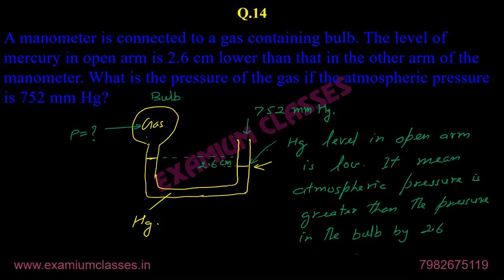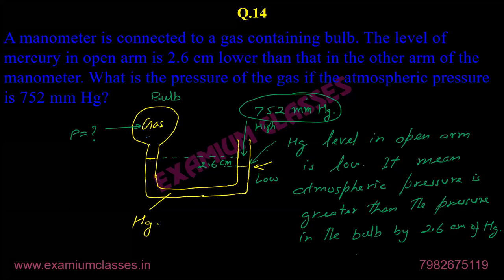By 2.6 centimeter of mercury. That's why this level is low. It means the pressure is high. This pressure is high. That's why this level is low. If both pressures were equal, the levels would have been at the same level. But here it means that the atmospheric pressure, which is 752 mm, is 2.6 centimeter of Hg more. That's why it is mercury.